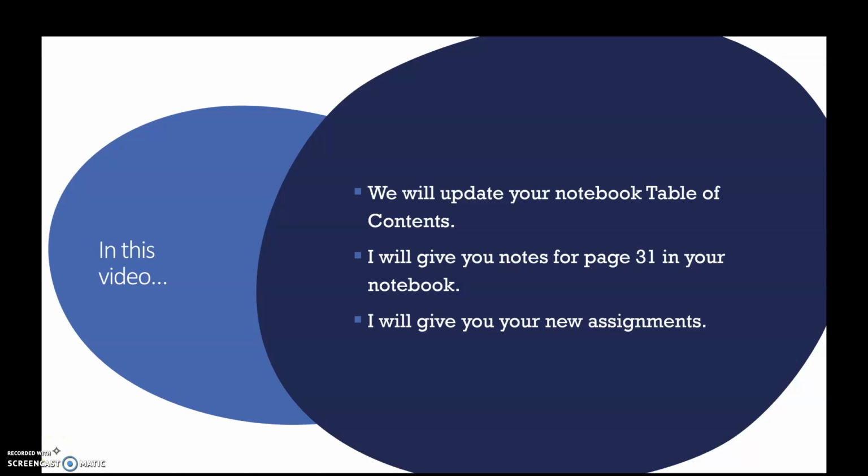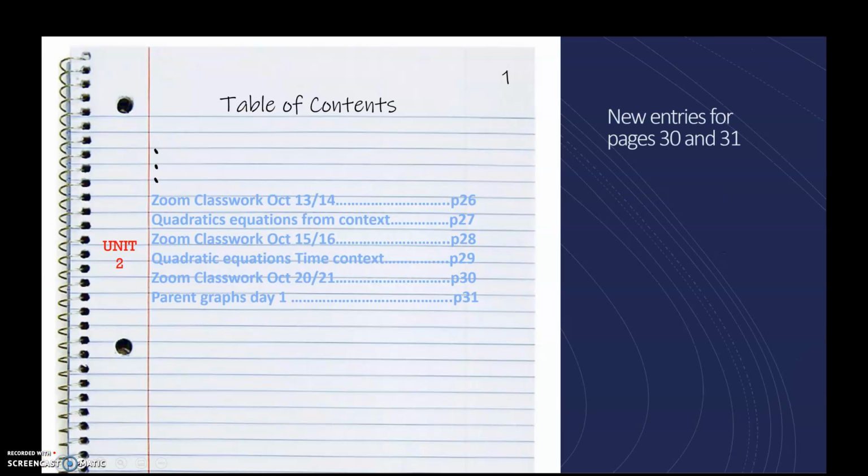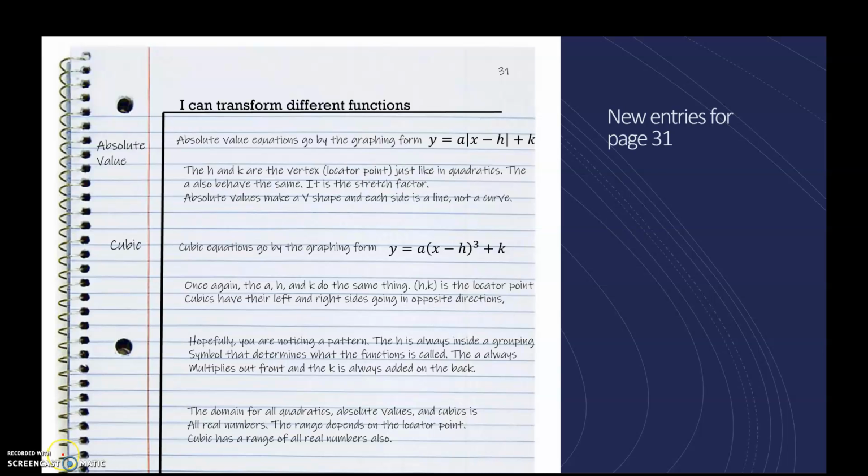So look, we're going to update our contents, get some notes on page 31, and get some new assignments. All right, so we are going to be focusing in on this for our Zoom and parent graph today. If the work we do today takes up more than page 31, feel free to slide over. You're just going to have to make your own adjustment on the table of contents. All right, so let's go ahead and pause and get this down. You don't need to have this all spaced out like I have. This should probably just take up the top half of your page.